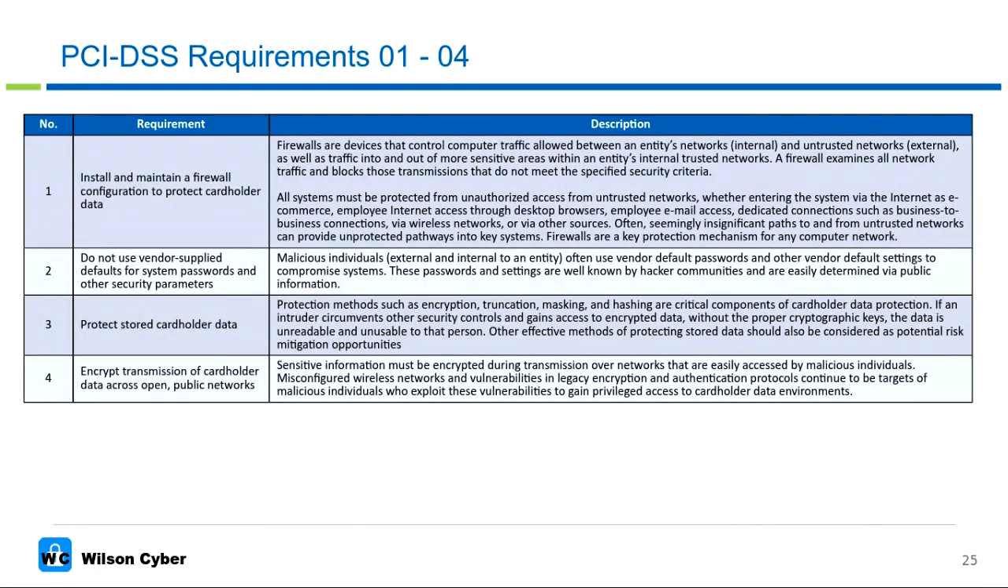Number 4 is encrypt transmission of data across public networks. Sensitive information must be encrypted during transmission over networks that are easily accessed by malicious individuals. Misconfigured wireless networks and vulnerabilities in legacy encryption and authentication protocols continue to be targets of malicious individuals who exploit these vulnerabilities to gain privileged access to cardholder data environments.